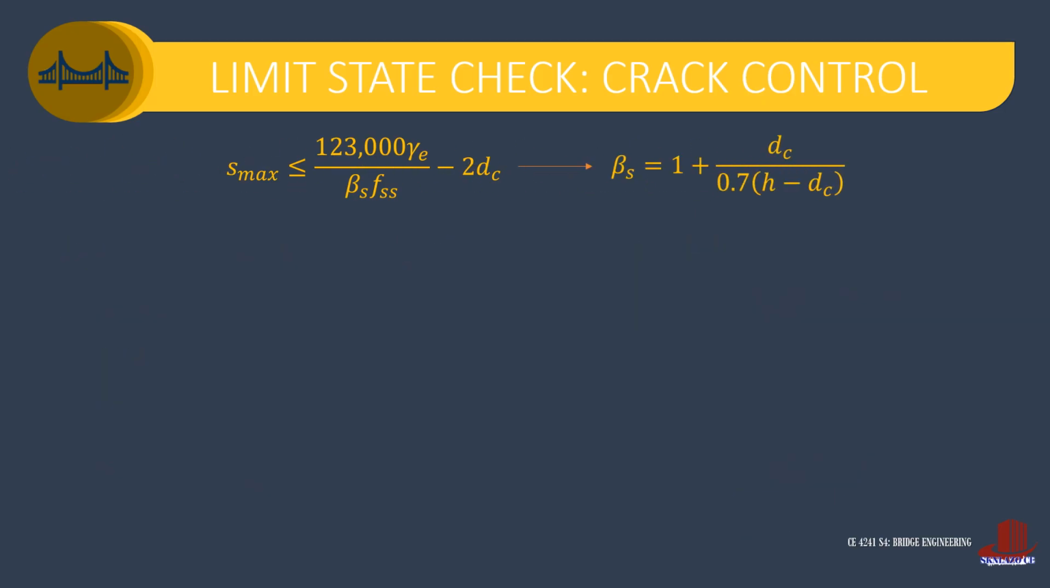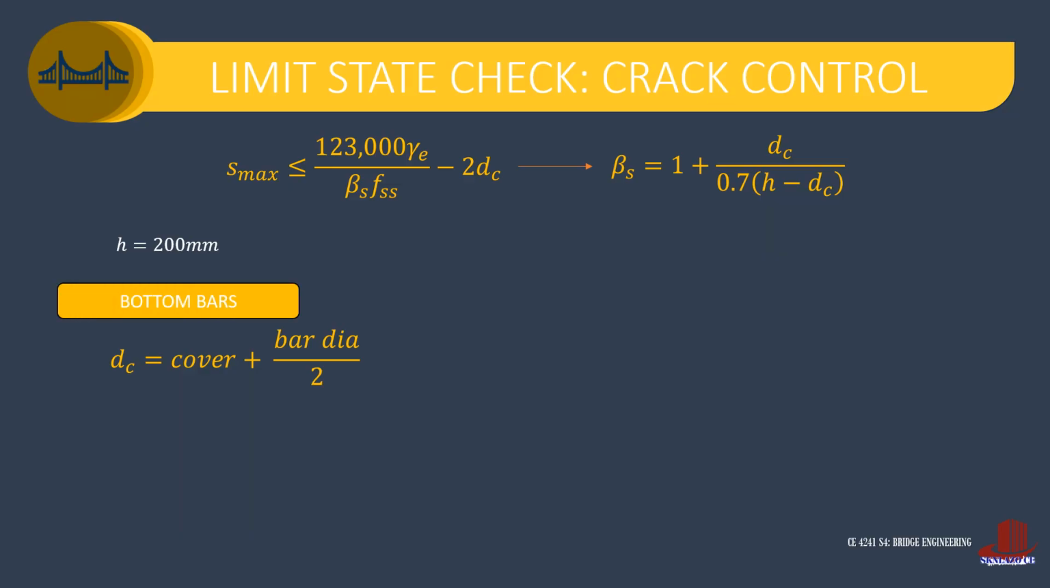The next parameter to compute is βs, which requires h and dc. h is the deck thickness of 200 millimeters. dc can be computed on both the top and bottom bars. dc is considered as the cover plus half the bar diameter. For bottom bars, we take the cover of 25 mm plus half of 16, turning out as 33 millimeters. βs is then 1 plus 33 over 0.7 of 200 less 33, and that gives 1.28.